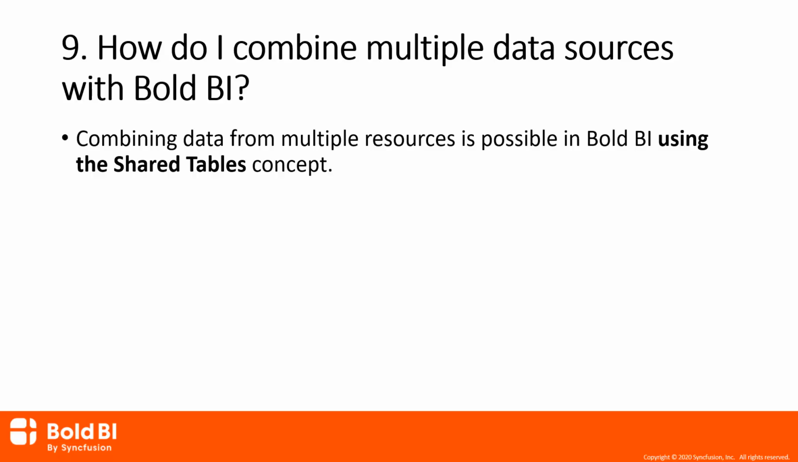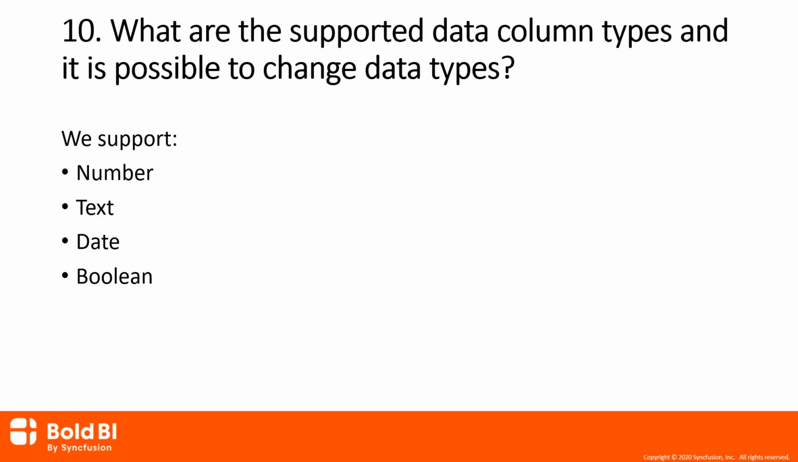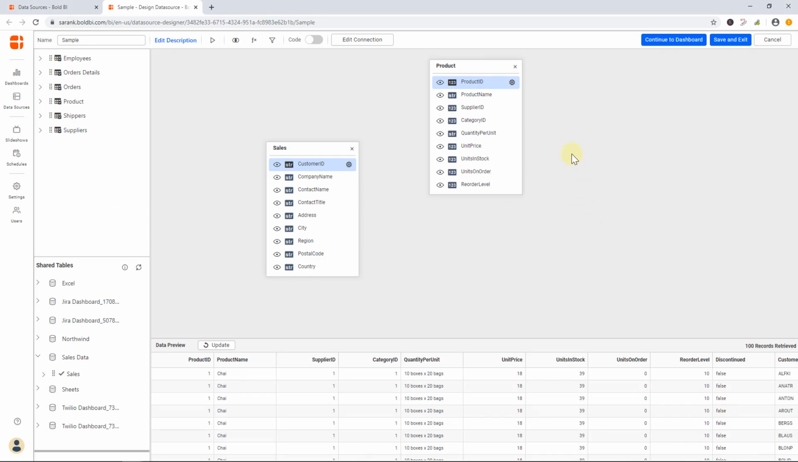Question number 10. What are the supported data column types? And is it possible to change data types? Bold BI supports number, text, date, and Boolean column types. In the Data Source Designer, you can change the column type here.